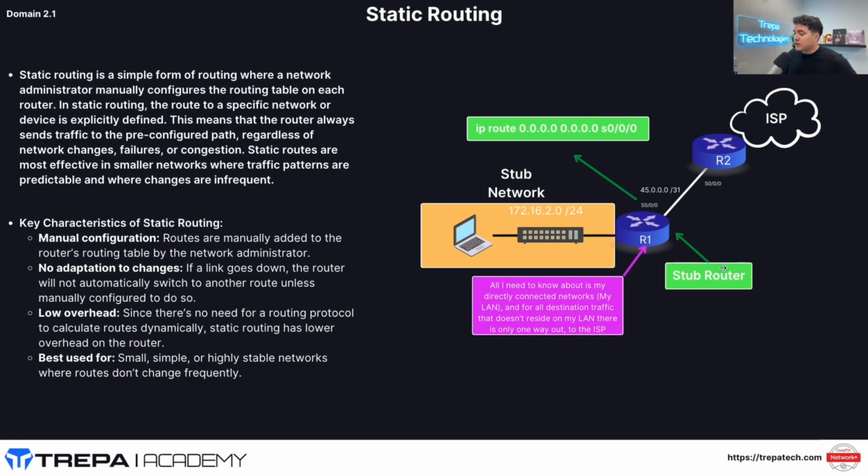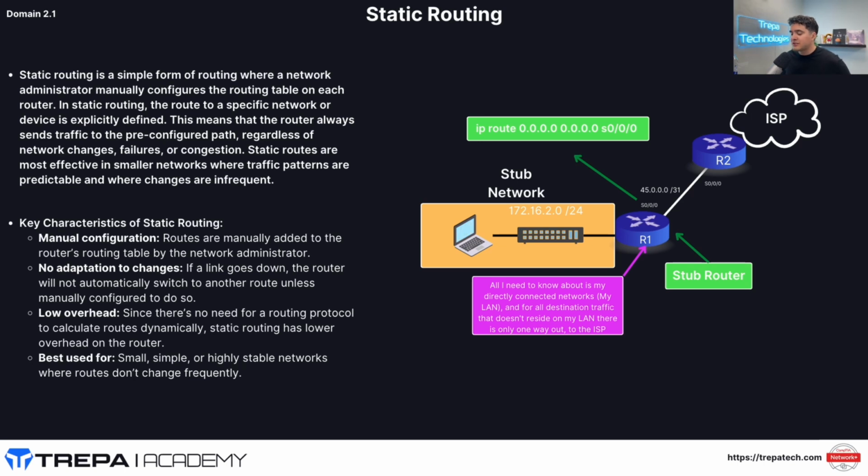Okay, so back to our slide here. Static routing is a simple form of routing where a network administrator manually configures the routing table on each router. In static routing, the route to a specific network or device is explicitly defined. This means that the router always sends traffic to a pre-configured path, regardless of network changes, failures, or congestion. This will make more sense when we get into dynamic routing.